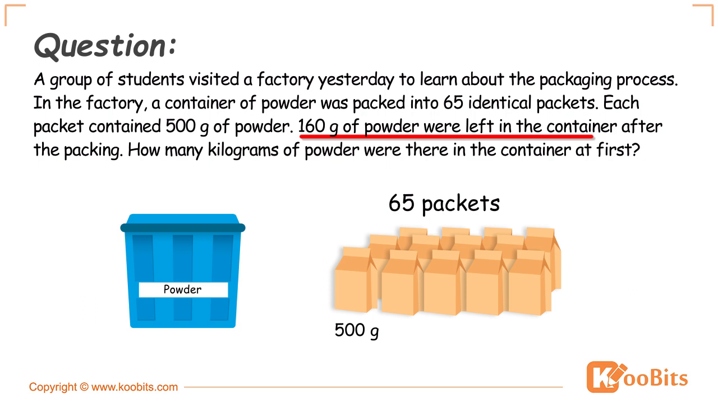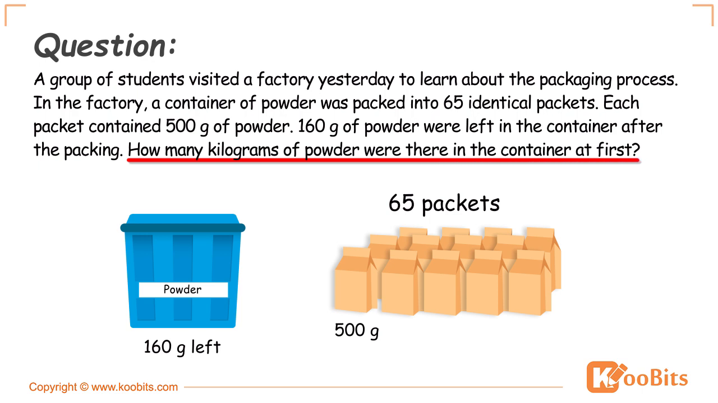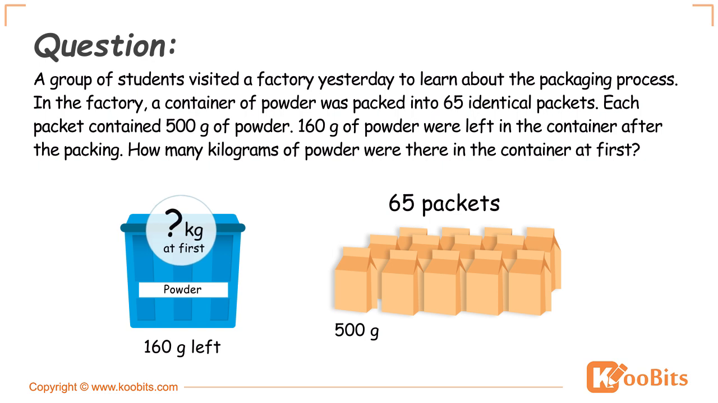160 grams of powder were left in the container after the packing. After packing all 65 packets of powder, there was still 160 grams of powder remaining in the container. How many kilograms of powder were there in the container at first? The question asks us to find the mass of powder in the container at first in kilograms. Do remember to leave your answer in the units of kilograms.